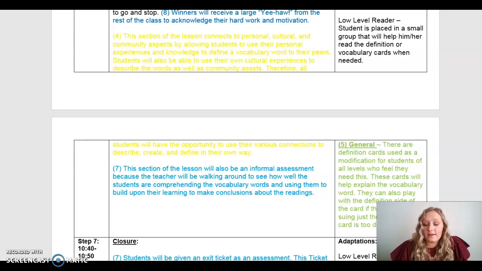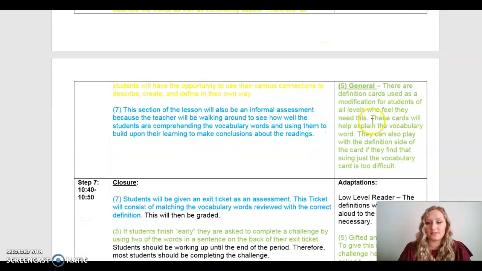And then moving on, number 7, assessment connected to the objective. So this is going to be more of an informal assessment. I'll be walking around while the students are doing their heads up game, and I'm going to see how well they're able to explain and comprehend that vocabulary that we've talked about throughout the lessons, and how they're able to build upon their learning and make those conclusions. And I can tell if they're making those from the reading. So that's number 7. And then once again over here I have my definition cards.